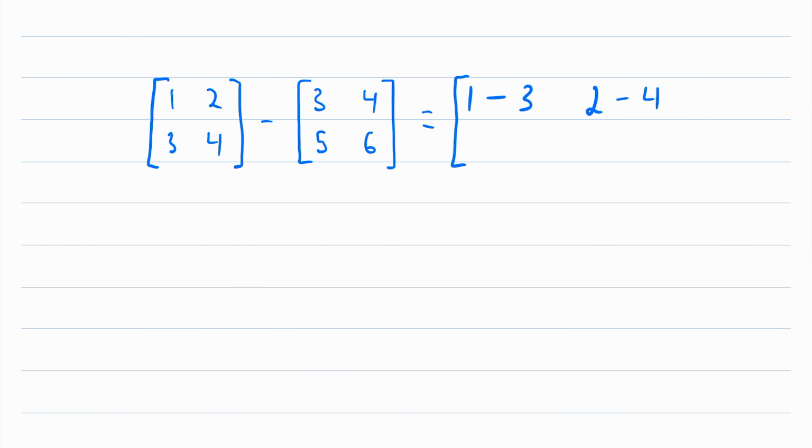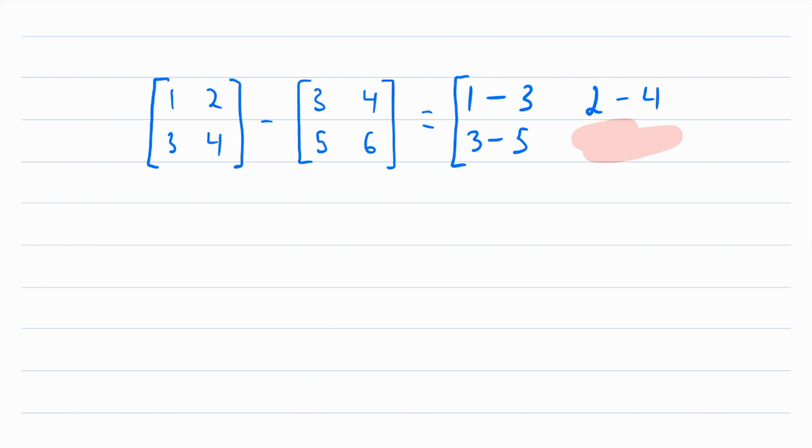And then we continue in that way. So all we're doing when we subtract this matrix from this matrix is we are subtracting the entries that are in the same position, and we put that difference in the same position in our new matrix. So 3 and 5 are in the same position, so we do 3 minus 5, and that goes in the same position in this matrix. That position being the second row and the first column.